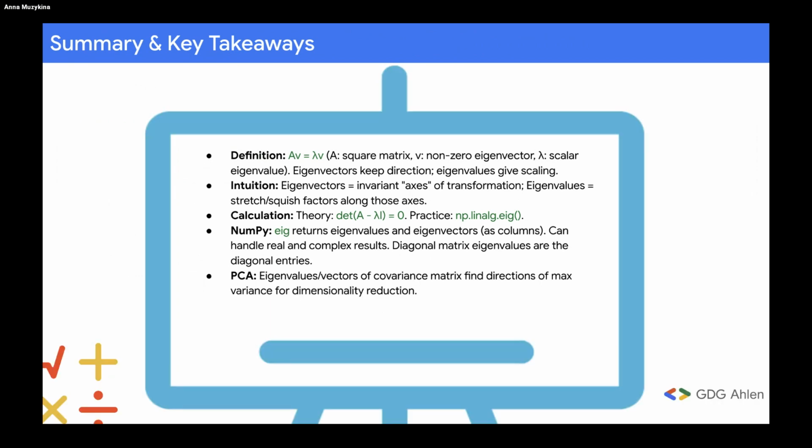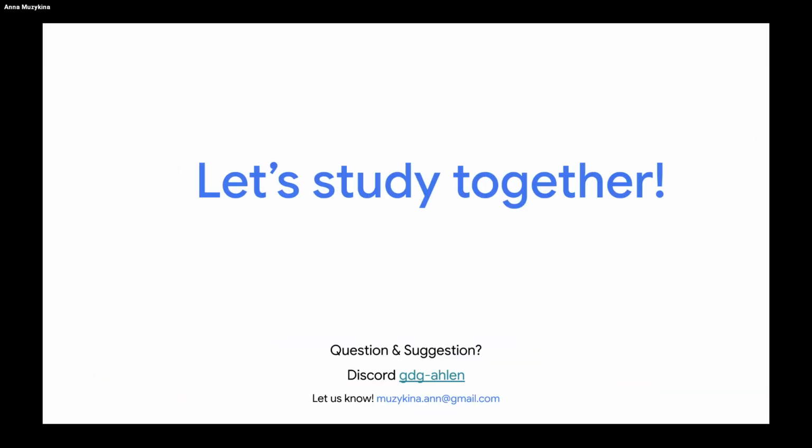A key application is principal component analysis, PCA, which uses the eigenvalues and eigenvectors of the data's covariance matrix to identify principal components, directions of maximum variance, and reduce dimensionality effectively.